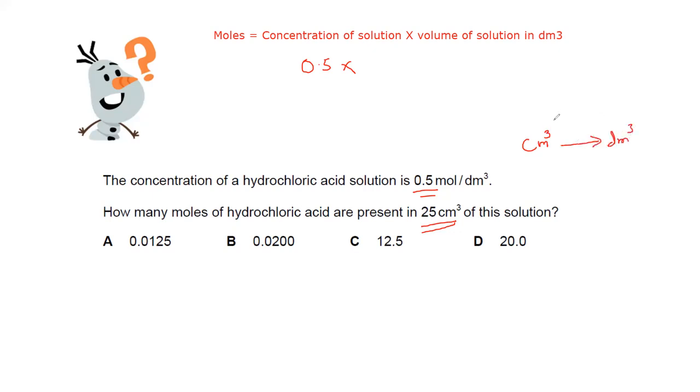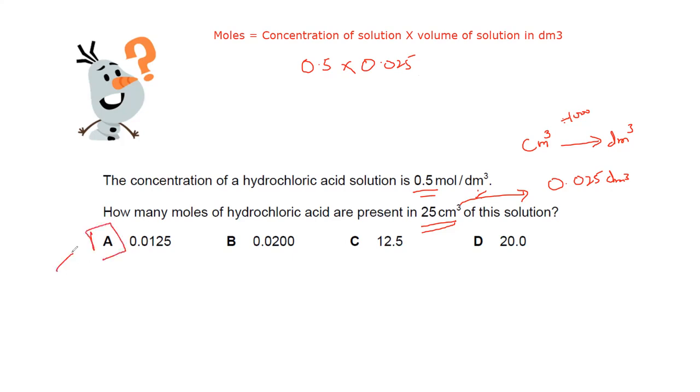How do we convert the volume from cm cube to decimeter cube? We divide by 1000. So 25 divided by 1000 is 0.025 decimeter cube. Always convert the volume if you are using the formula that concentration into volume will give us the moles. So the volume will be 0.025. When we multiply 0.5 by 0.025, it will come out as A.